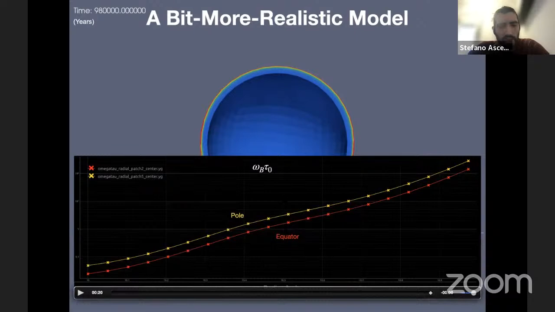These are radial profiles of the term omega_B tau. This is the radial profile at the pole. This is the radial profile at the equator. And as you can see, for small radii, we are in the regime where omega_B tau is small, so smaller than 1. So the heat conduction is almost isotropic, and we become dominated by the anisotropic term only when we arrive at the surface. And probably this is an effect due to the fact that the number density is increasing while we are going inside.